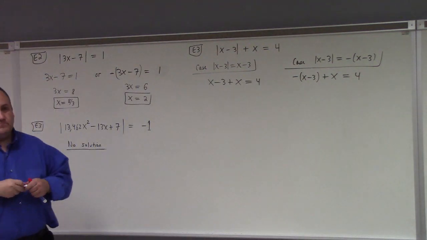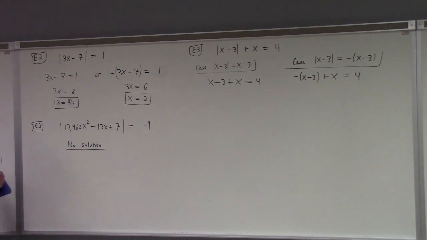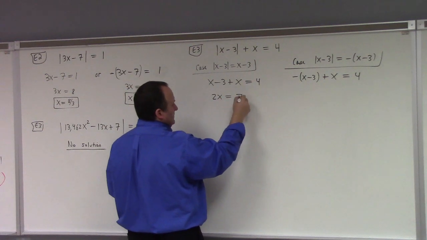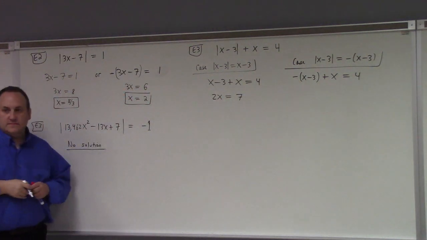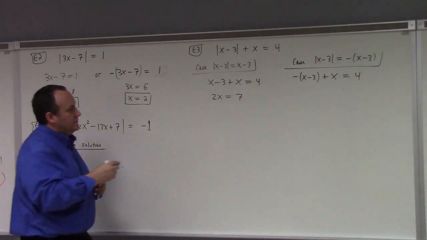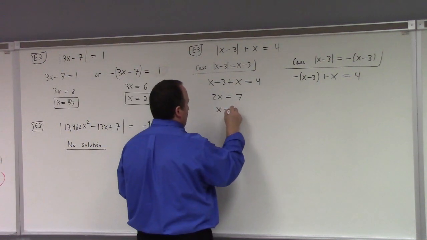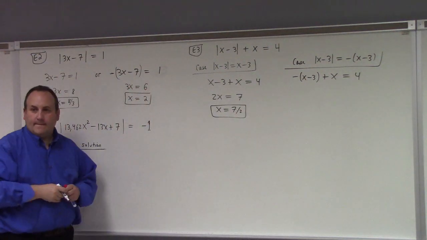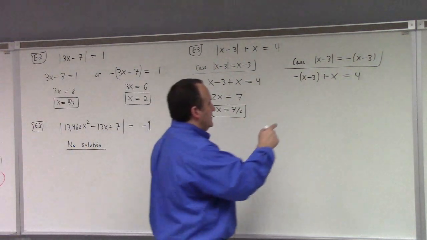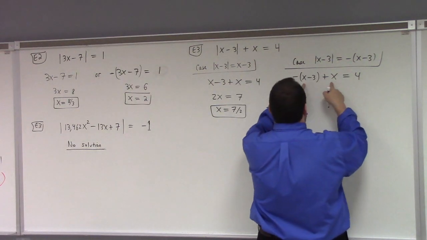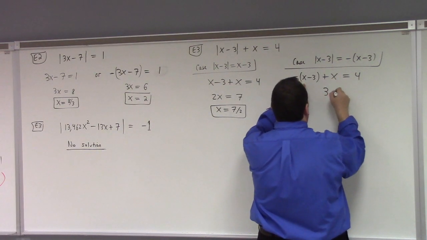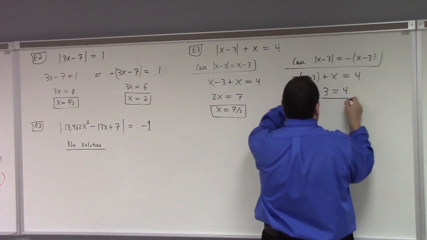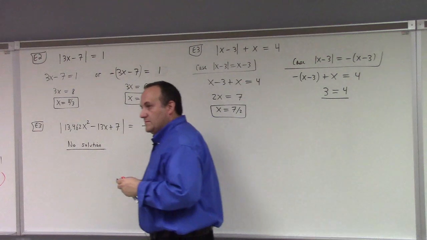Can we solve these? I heard a yes. So you got what? 2x equals to 7. So x equals to 7/2. Woohoo! All right, so solved. Yay. How about the other one? What happens? Negative x cancels out. The negative x cancels, and we get what? We get 3 equals to 4. That will not do, right?